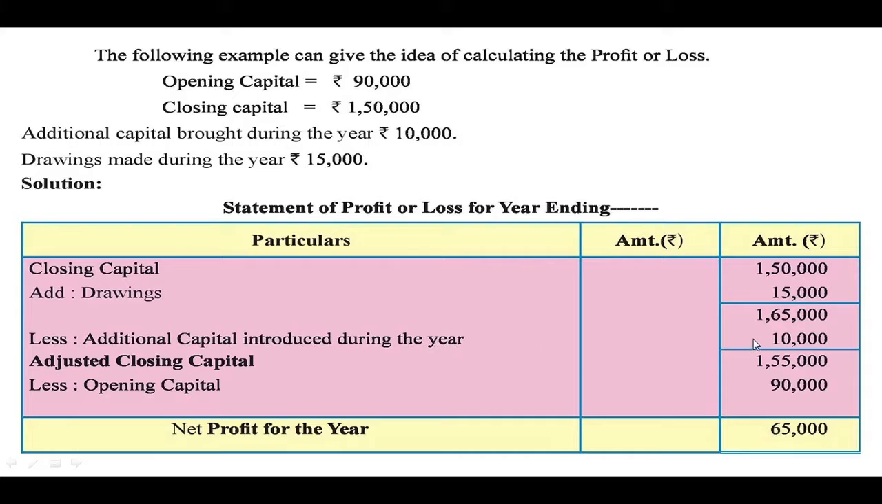So adjusted closing capital is rupees 1,55,000. From that we have to subtract the opening capital, rupees 90,000. So net profit for the year is 65,000.